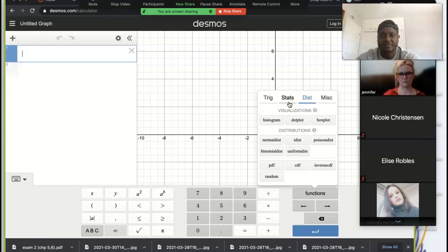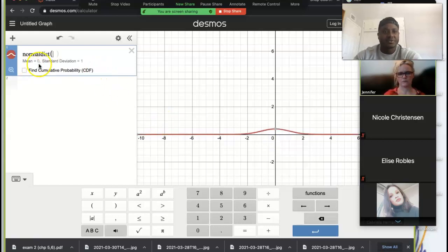Can you guys all see this? Okay. All right, and now we're looking at the normal distribution. Normally you would put in here if you have a mean or a standard deviation that's different from 0 or 1, but because the problem tells us that it's a standard normal distribution, we don't have to worry about entering any of that in there.